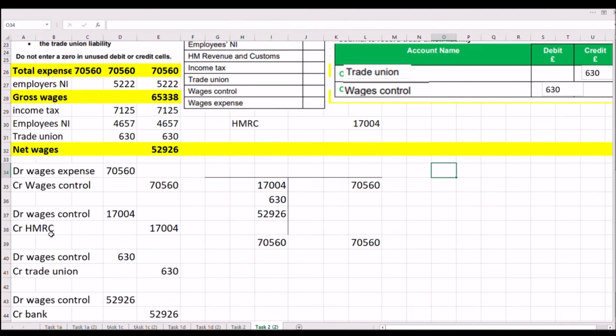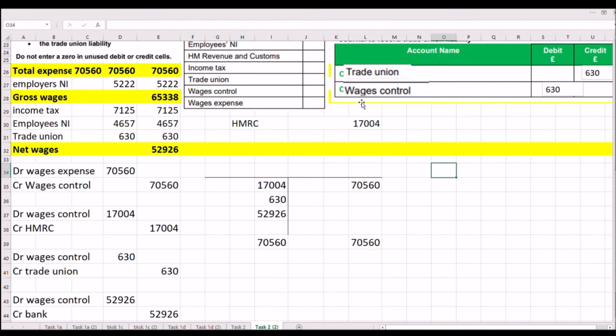Then we create the HMRC journal, the payments for taxes, which is the income tax, employees' national insurance, and employers' national insurance. You can see we're going debit wages control, credit that control account. And here's the trade union one, debit wages control, credit that control account. Then we're going to pay the actual wages, so we debit the wages control and pay off the bank. Now, these could be payments as well, really. This could be just a payment out to HMRC. So we've now created our journals.